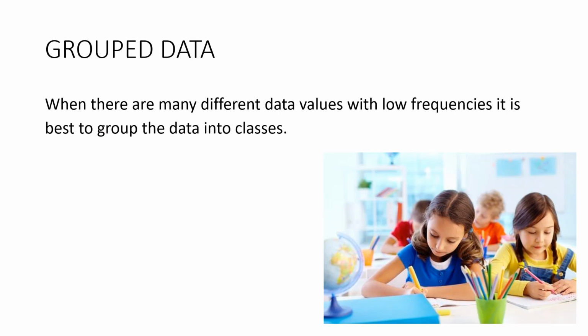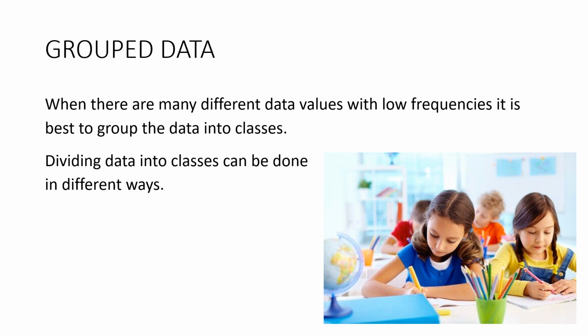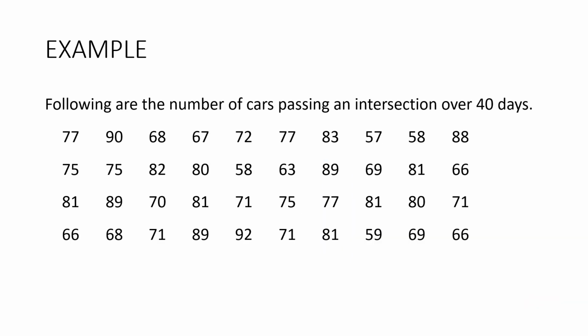Now, if we have many different data values with low frequencies, it's best to group the data into classes. It makes it easier to manage. There are many different ways to do this, but typically we like to divide into between 6 to 12 groups. Here's an example. These are the number of cars that pass an intersection over 40 days, and you can see that they're almost all unique. I can see a couple of 77s and a couple of 75s, but the smallest number here is 57 and the largest number is 92. So that's a lot of lines to put into a frequency distribution table.